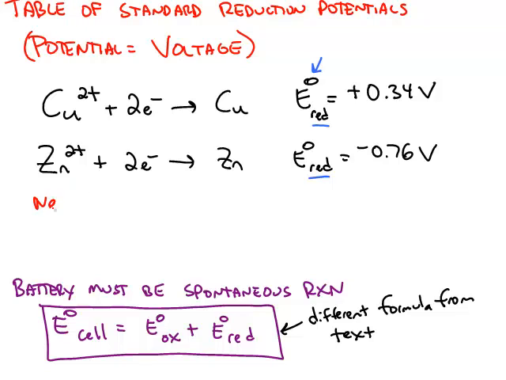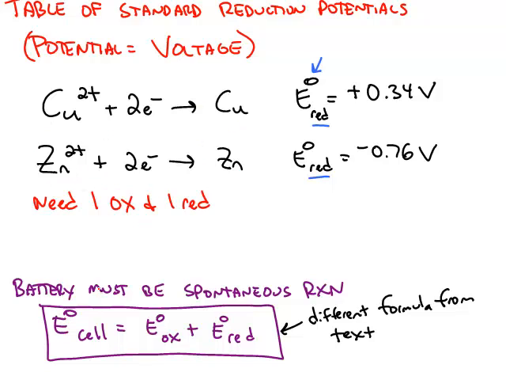We need to have one oxidation and one reduction. It's impossible for a chemical reaction to have two reductions. If I added together these two half reactions the way it's written, the electrons don't cancel, so you have to have one oxidation, one reduction. In other words, copper 2 plus can't react with zinc 2 plus. One of these two has to be switched.